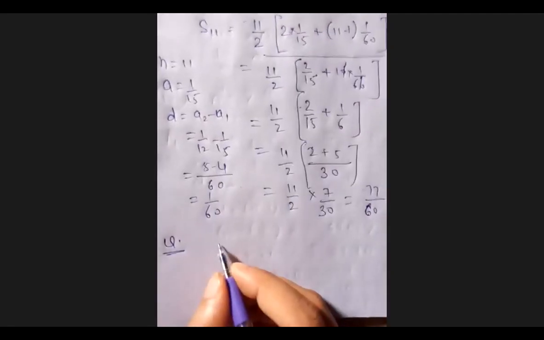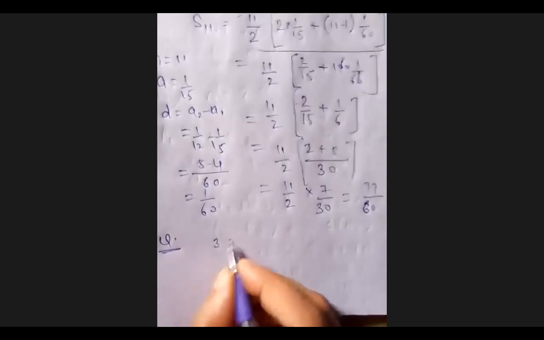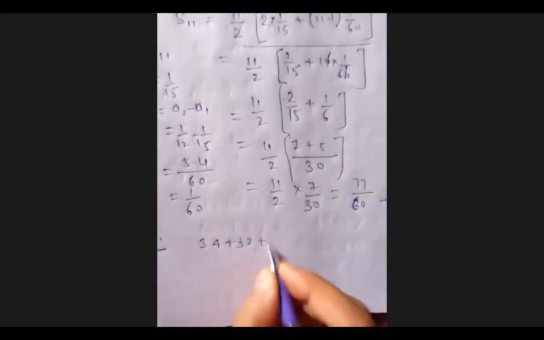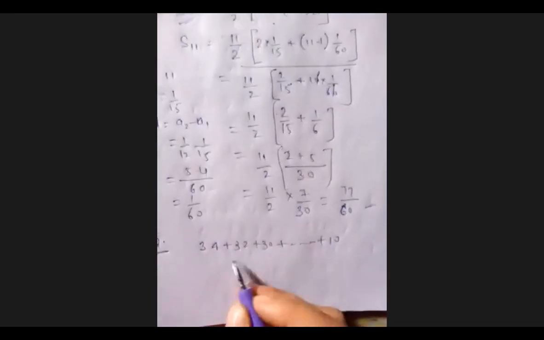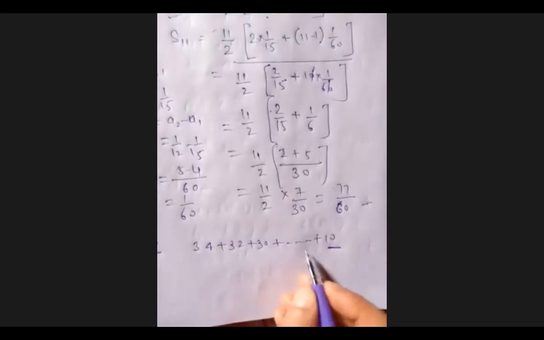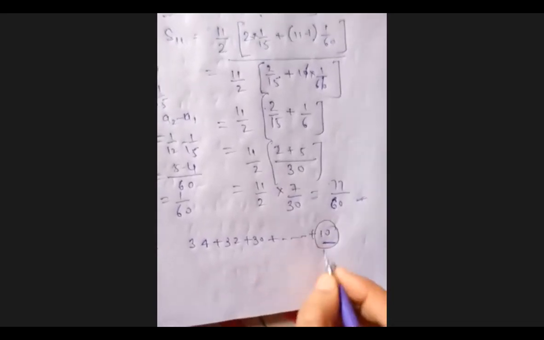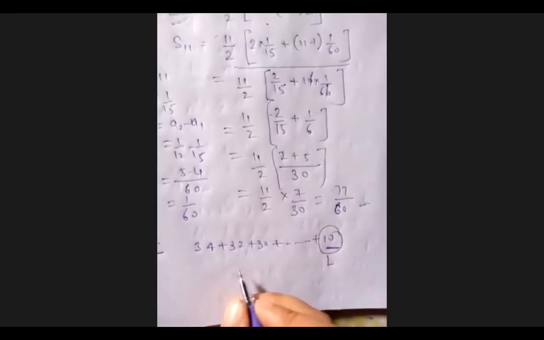The second question is also the same, but slightly different from the first. The second question is 34 plus 32 plus 30 dot dot dot till 10. You have to find the sum of this till this last term, 10. So here the value of n is not given, but you have to find the sum. So this is your last term, you can take it completely.